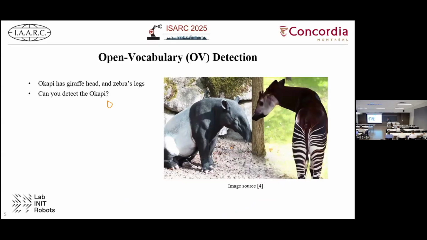To answer that, let's look at the problem of open vocabulary detection. To understand it roughly, let's say you have never seen an okapi before, and I tell you an okapi is an animal that has a giraffe-like head and legs that look like a zebra's. Even if you haven't seen it, most of us humans have the ability to reason from a description and detect new objects that we have never seen. That's what we call open vocabulary detection: trying to detect a class or object type that you have never seen, but of which you know some description.